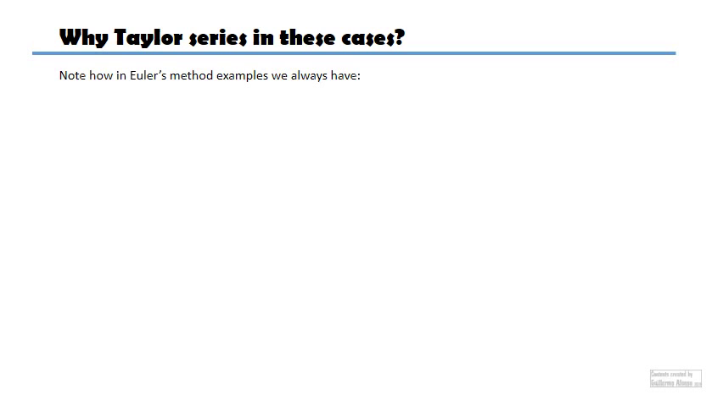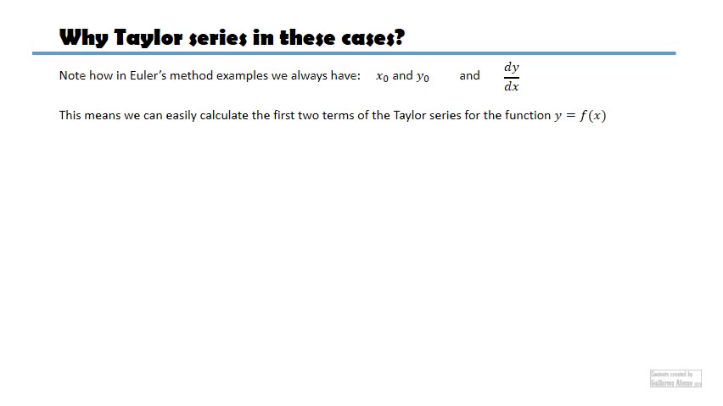I mean, think of what we always have. We have initial values. So we have, for this value of x, this is the value of y. Great. And we also have an equation to calculate the derivative, right? We have an equation that gives us the gradient. So if you're thinking about it, if you have your Taylor series here, right?